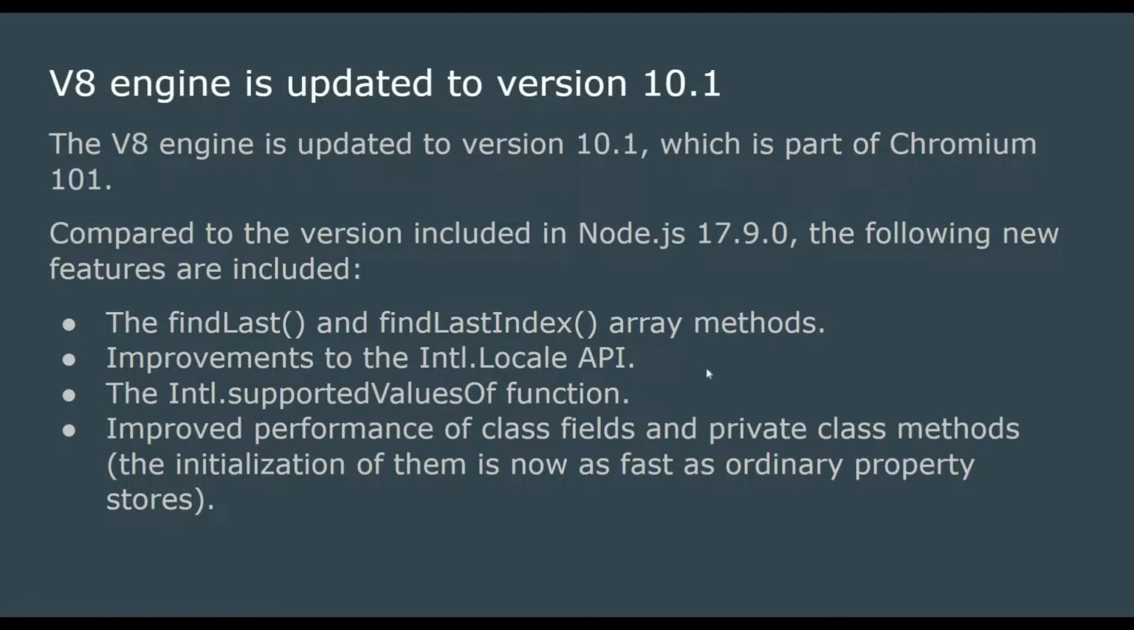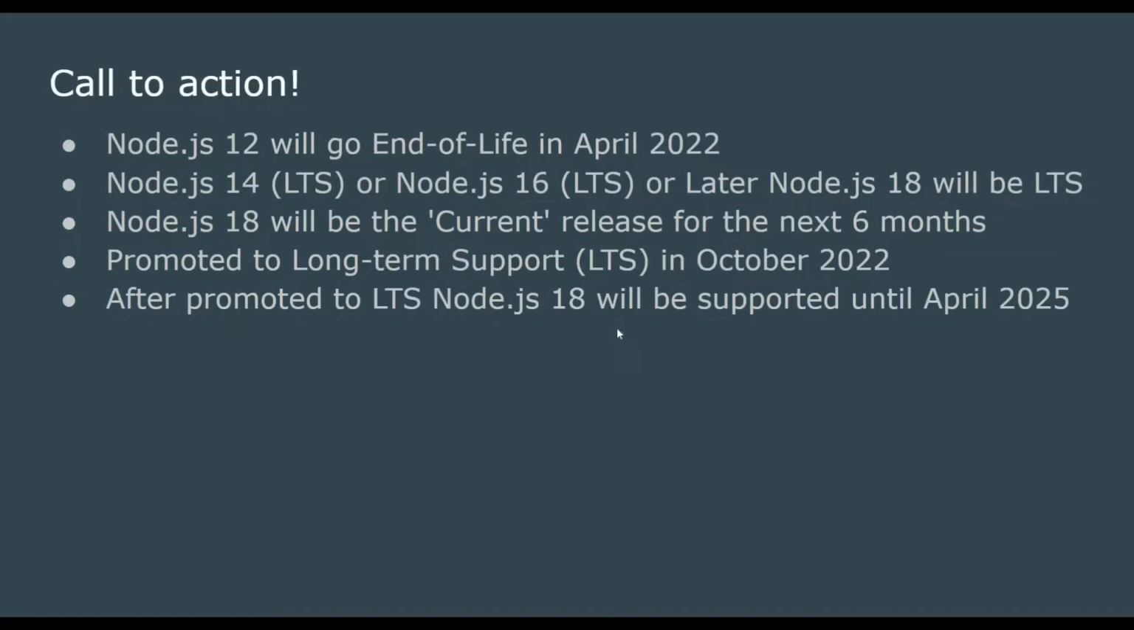There is also an improvement to the Intl locale APIs, and the supportedValuesOf function is supported. Apart from that, performance is improved: class fields and private class method initialization are now comparatively faster. So this V8 engine 10.1 upgrade is also giving us a lot of new features as a part of Node.js 18. Okay, so this is also one of the biggest announcements.